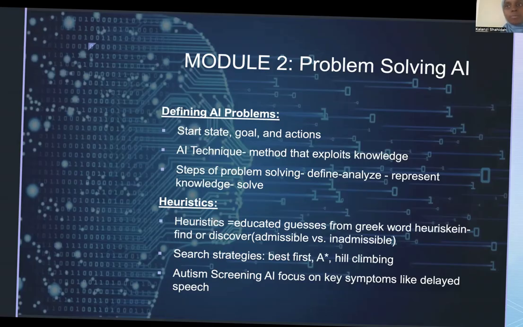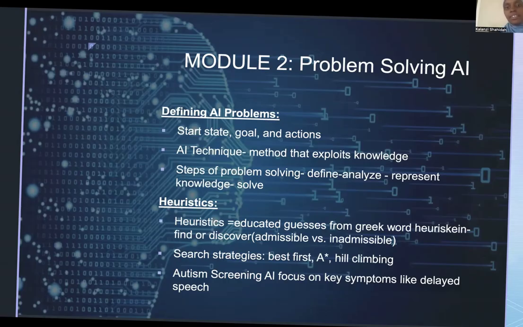Then we have steps of problem solving. First you define the problem, then you analyze the problem and represent knowledge. Then you can solve the problem. And solving means you look for the best, the most efficient way of solving that problem. Then we have heuristics. Heuristics are educated guesses. Heuristics come from a Greek word, heuristein, which means find or discover. So they help us to find and discover certain things.